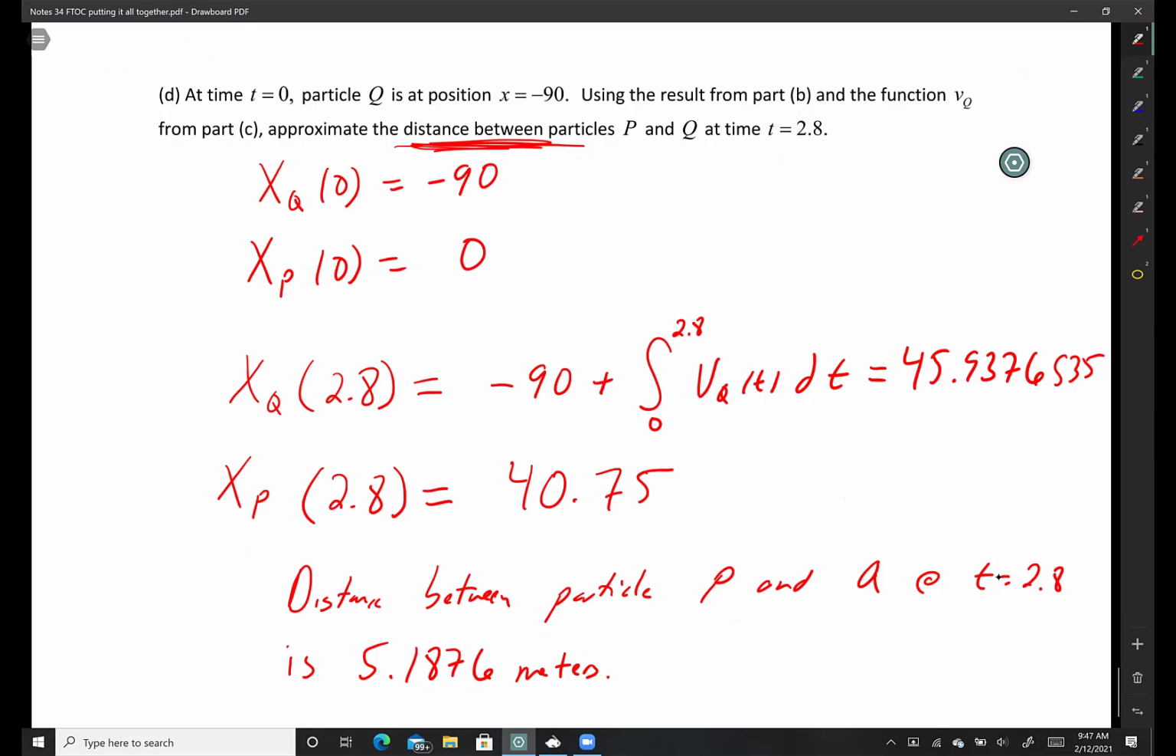I am actually curious. I really want to see the rubric on this one. Do you guys want to see the rubric? What's up?